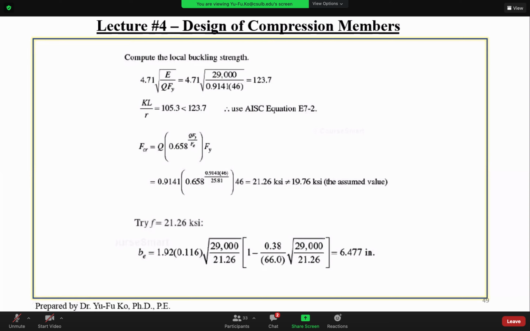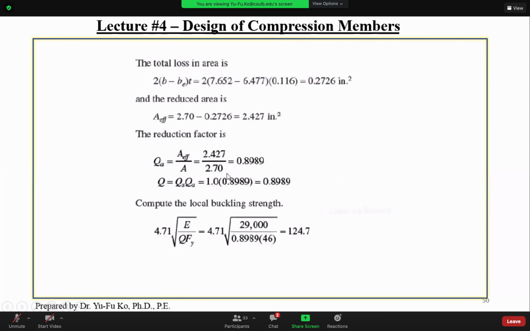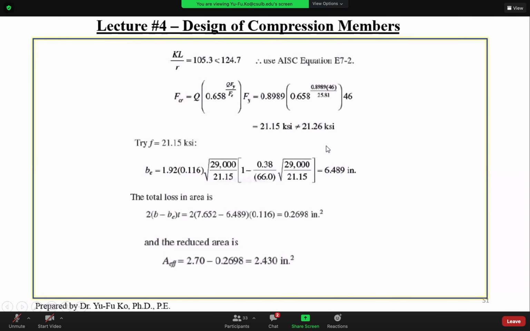The second guess you can do is use this number as your next trial value. Then you repeat the process. Then you figure out 21.15 ksi, which is now compared to 21.26. But now it's very close. It's getting closer and closer. So let's do a third trial. Let's use 21.15 ksi for F.